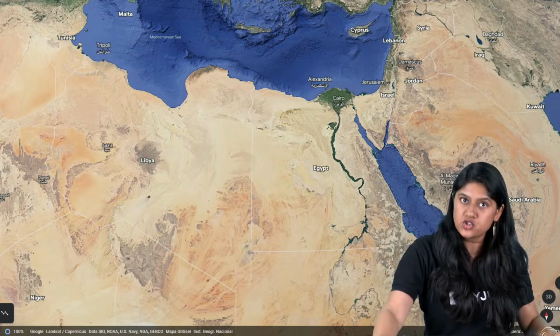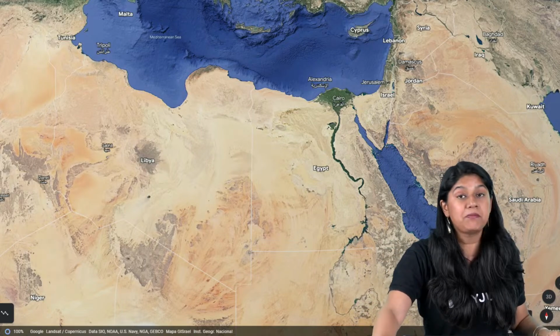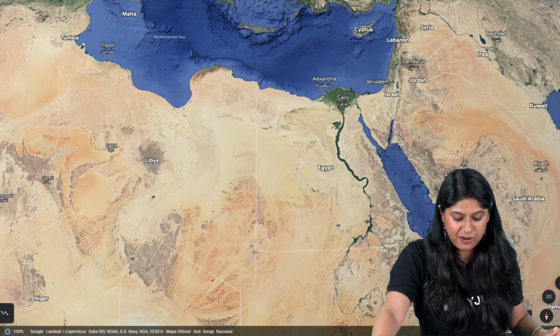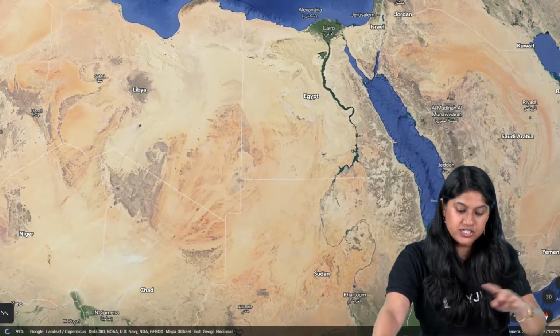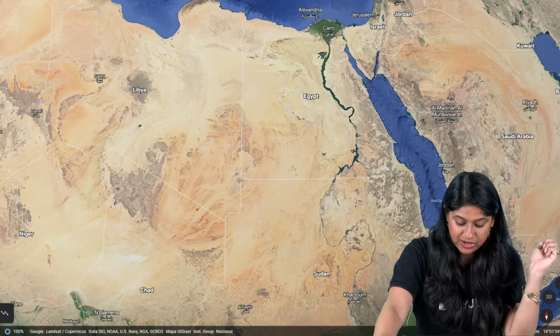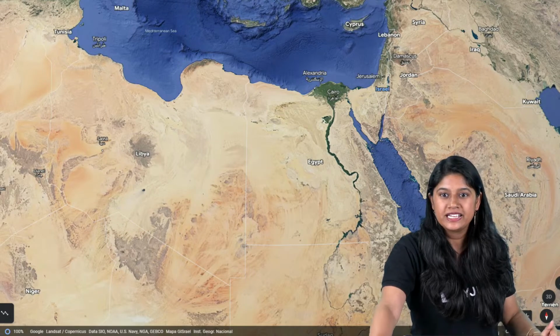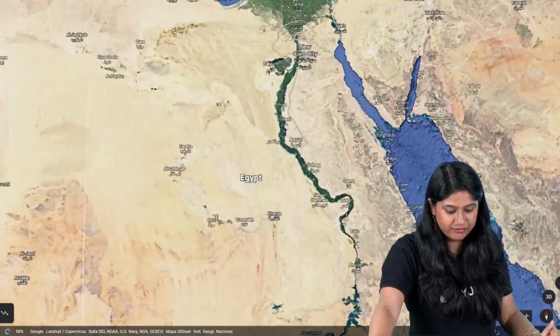So Egypt over here shares a boundary. Important, everyone, let's just stay focused. Egypt shares its boundary with Libya on the other side. Then, of course, we have Sudan. And over here, we have Israel.